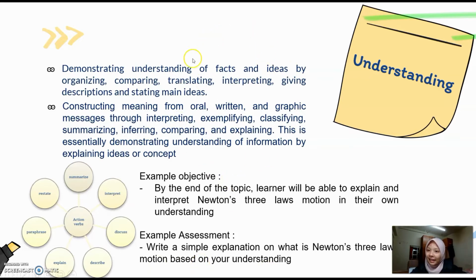What we can highlight in this level is what the learner can describe or maybe list something from what they have learned before based on their understanding. The action verbs we can see here is the restate, summarize, interpret, discuss, describe, explain, paraphrase.